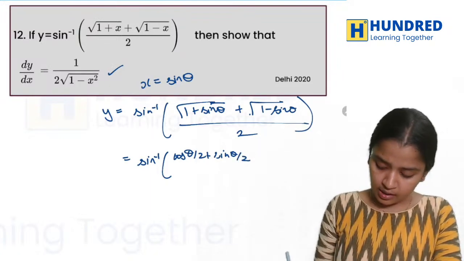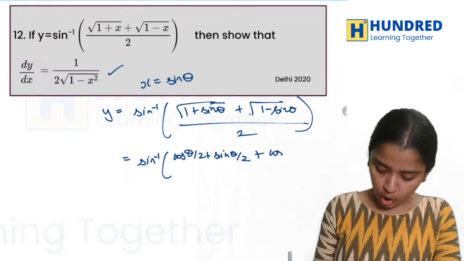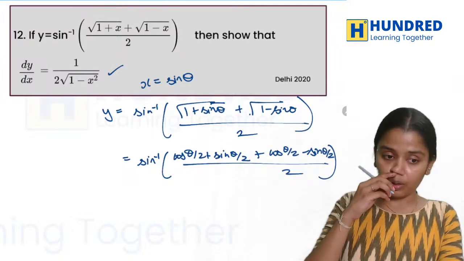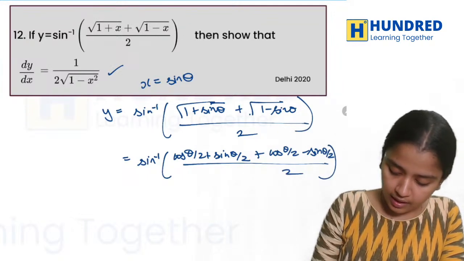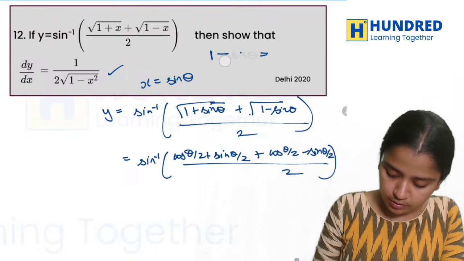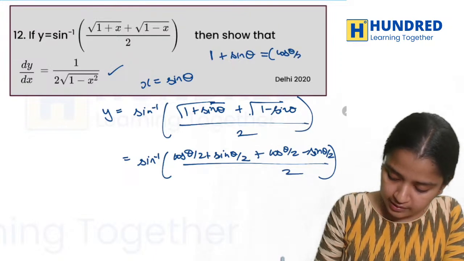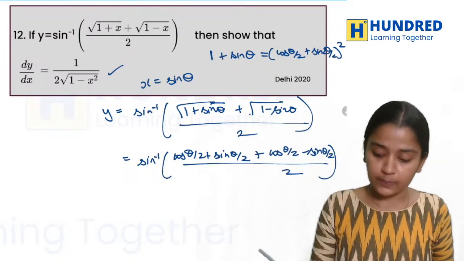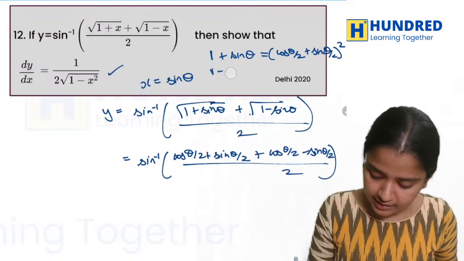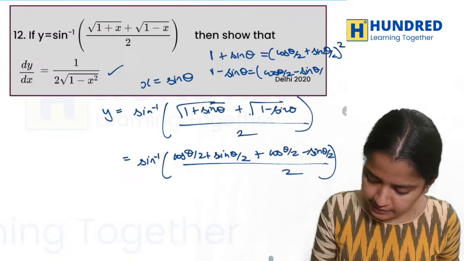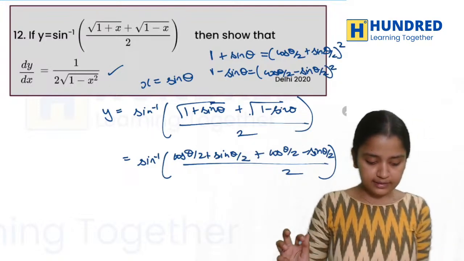அதே மாதிரி இது வந்து 1 minus sin theta, cos theta by 2 minus sin theta by 2 divided by 2. Okay, so அந்த மாதிரி I can write, ஏன் அப்படின்னா இது ஒரு ஃபார்முலா இருக்கு, 1 plus or minus sin theta is equal to, suppose for example 1 plus sin theta இருந்துச்சுன்னா your question will be cos square theta by 2 plus sin square theta by 2 the whole square. அதே மாதிரி 1 minus sin theta இருந்துச்சுன்னா it will be cos theta by 2 minus sin theta by 2 the whole square.